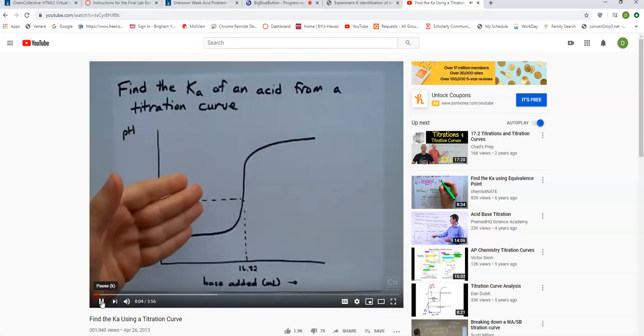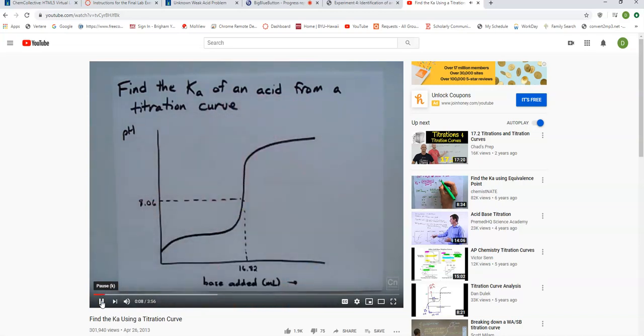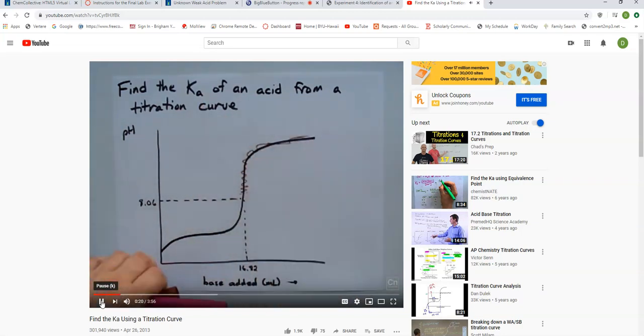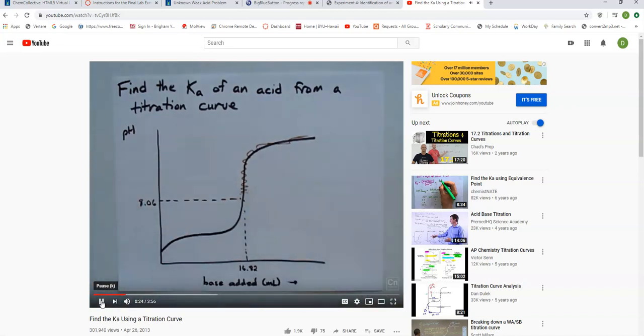Okay. Well, here, let me show you how to find the Ka of an acid from a titration curve. We're starting with acid. We're adding base. We're getting to the equivalence point. Now, the first thing is, if you're trying to find the Ka with a titration, you don't need to go any farther than the equivalence point. We don't have, we don't need any of that data. All you need is where the equivalence point is.